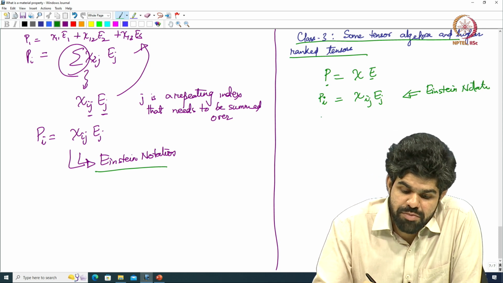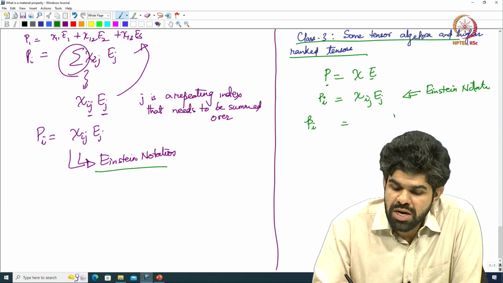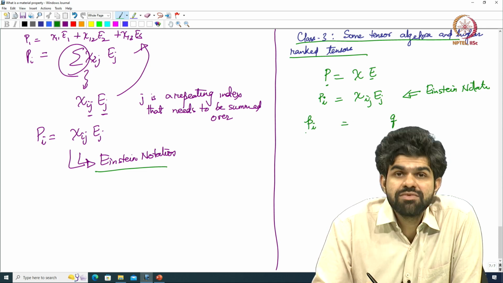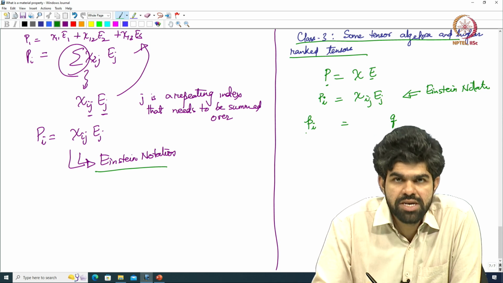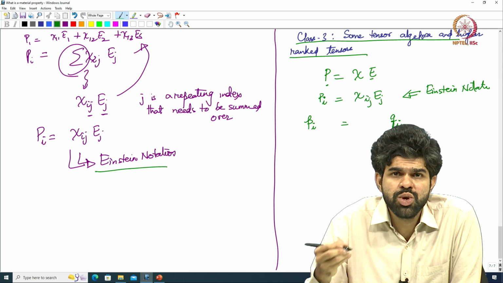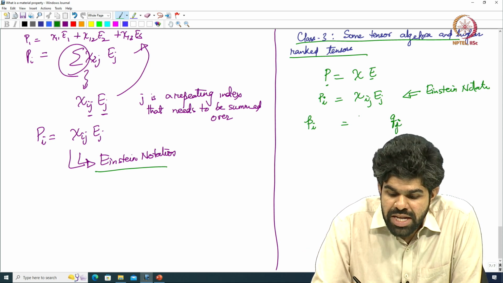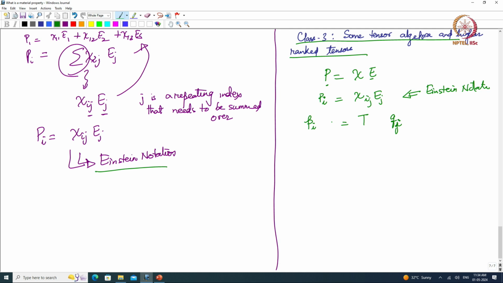In general, if I have an effect given by a small pi, which is a vector, that depends on the cause, which is small qj, that is also a vector, the tensor that relates these two is the T tensor, T for tensor, right. So, Tij qj. This is a simple way of generalizing the Einstein notation. Now, what does this notation really mean?